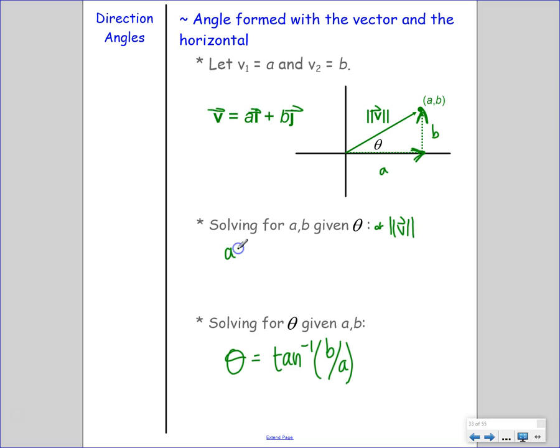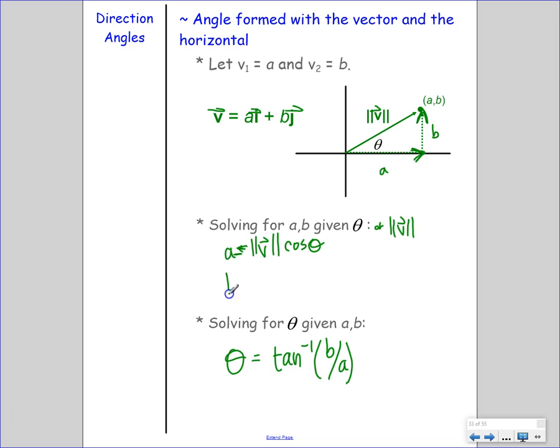So I could say A is equal to the magnitude times cosine of theta. Check it. Cosine of theta would equal A over magnitude, multiply the magnitude on the other side. It's really just cosine of theta with the hypotenuse multiplied over. Instead of adjacent over hypotenuse, hypotenuse got moved to the other side.